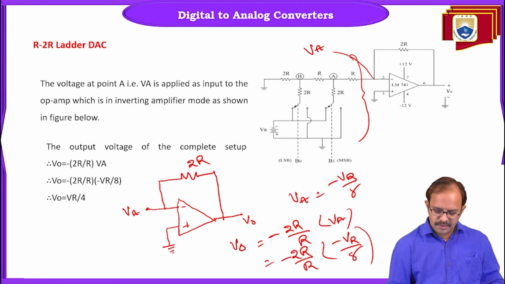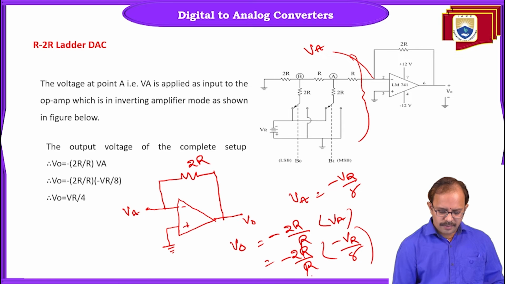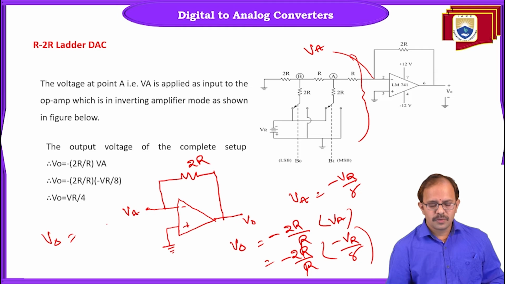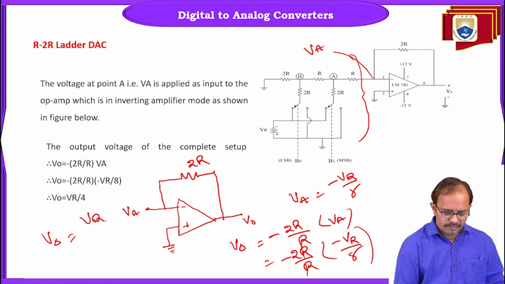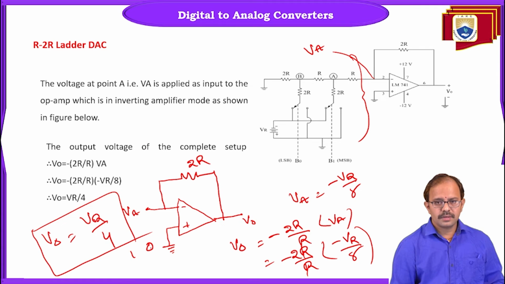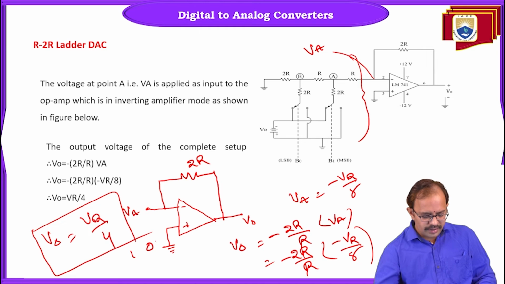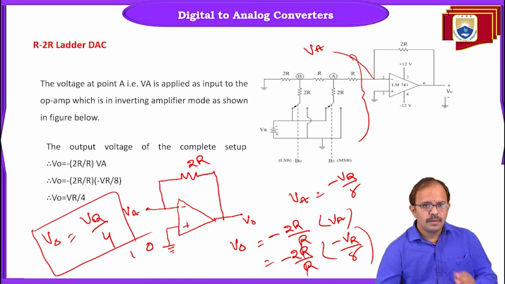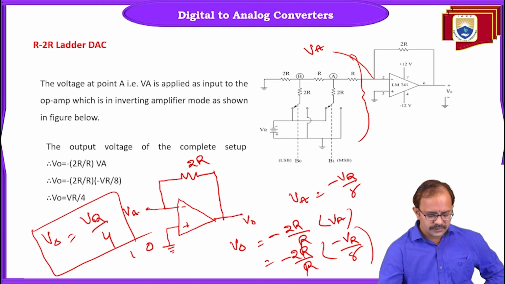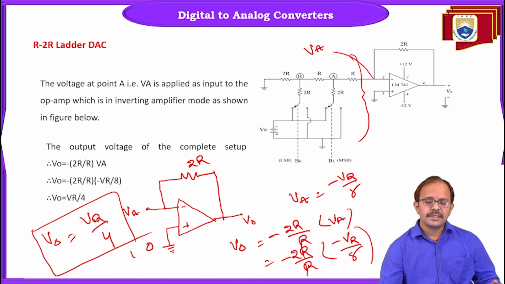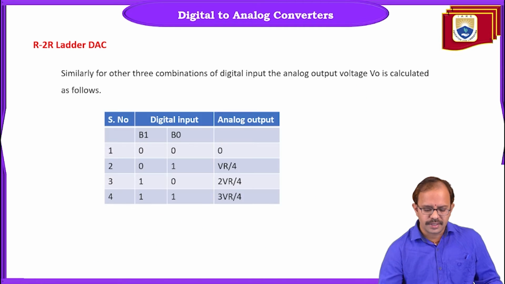Right, now if we simplify this, we are going to have the output voltage. The output voltage is going to become VR by 4 for the incoming binary data 1-0. Right, so this is the expression for output voltage, and we can perform the similar analysis for other bit sequence or other bit configuration.